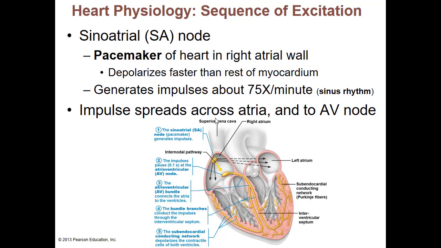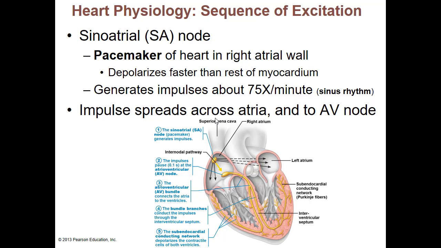Now, it's going to generate impulses, and when they hit their threshold, they will generate impulses at around 75 times per minute. That's a large enough electrical impulse to cause a contraction. It's not unheard of that your heart will beat 75 times per minute, known as your sinus rhythm. Again, that can change per individual and for lots of different reasons.